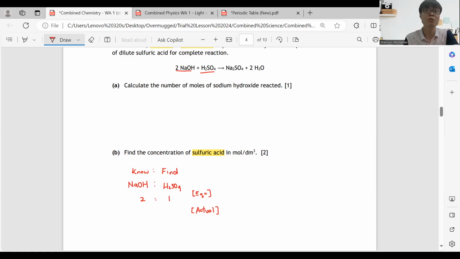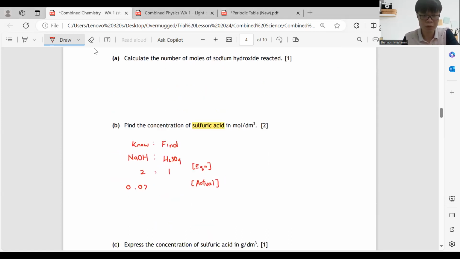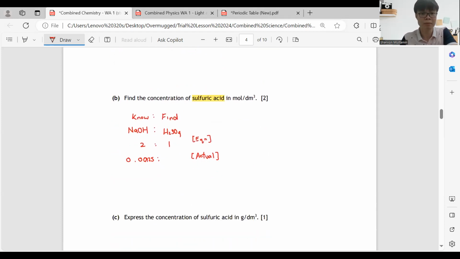Okay, write the equation ratio first. What's the actual quantity that you all have? 0.5 times 25 divided by 1000 is 0.0125. 2 units is 0.0125. If I want to find 1 unit, divide by 2, 0.00625. Wait, is that careless? Yes, extra 0.